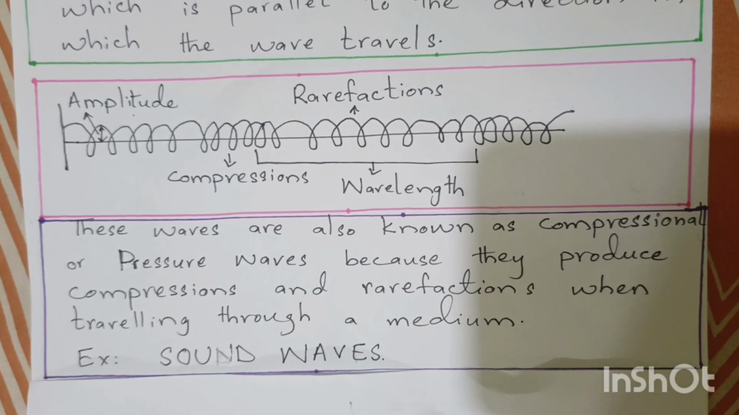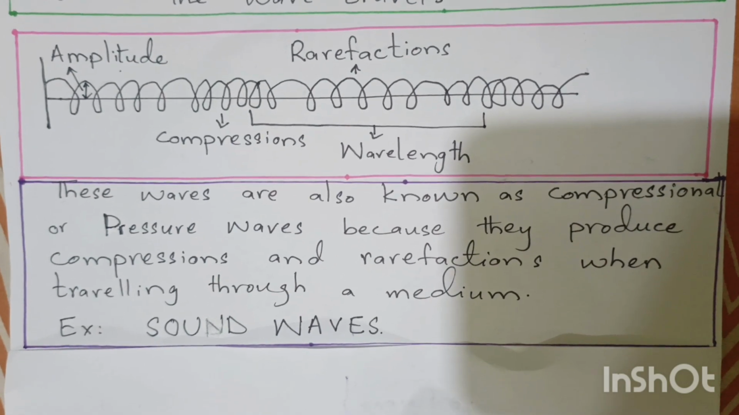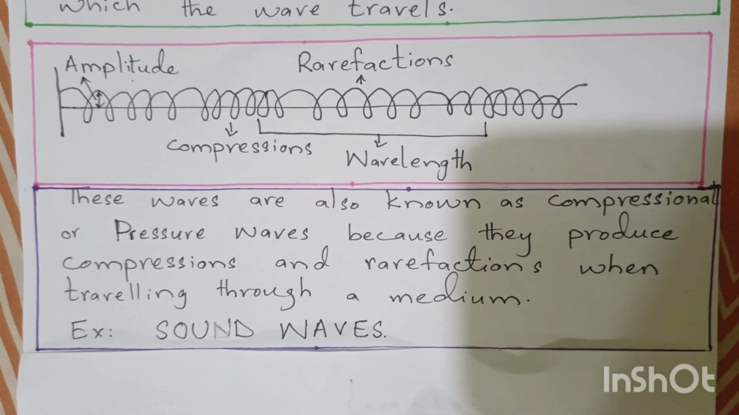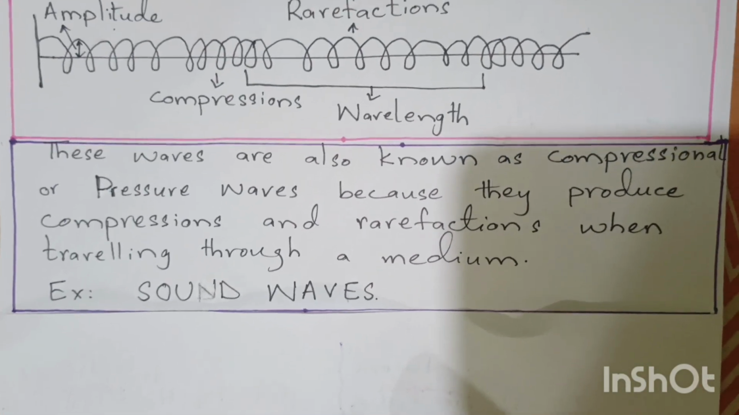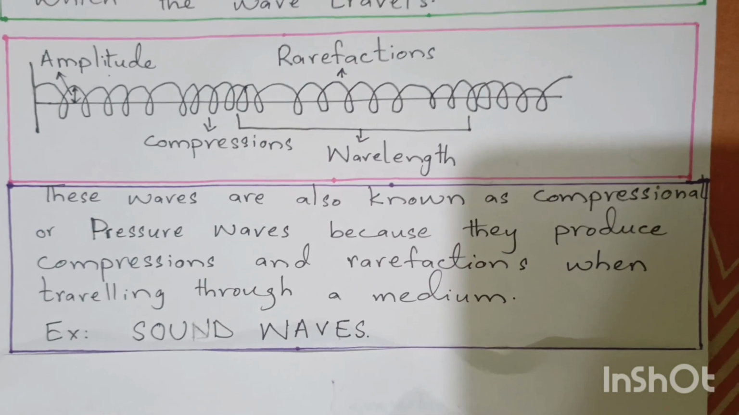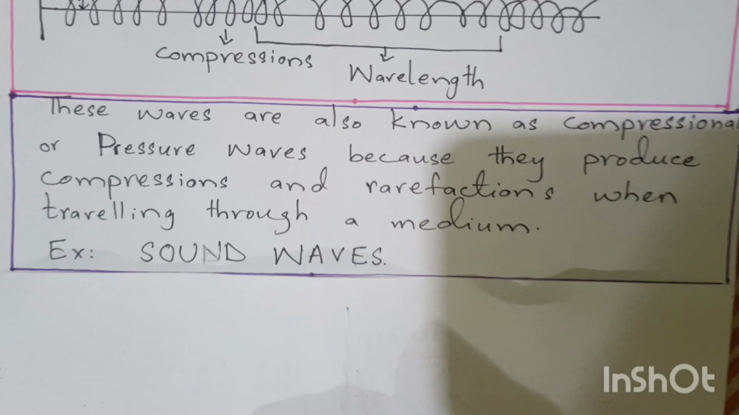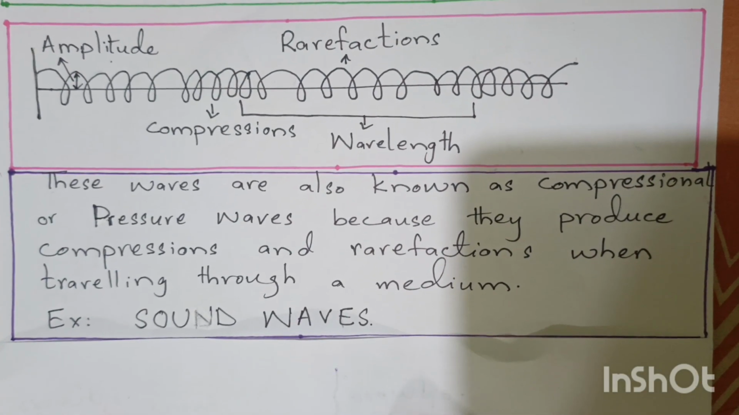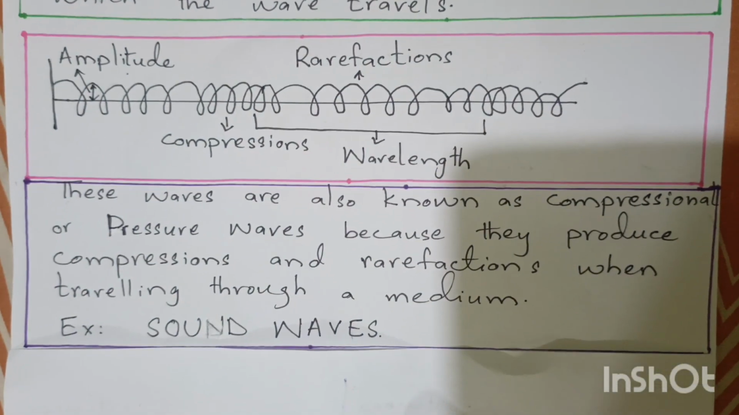The parts where the spring is getting closer are called compressions and the opposite ones are called rarefactions. The distance between one compression and another compression is called the wavelength, and the length between the normal line, the neutral line, to the topmost point of the spring is called the amplitude. These two terms were also discussed in the transverse wave.